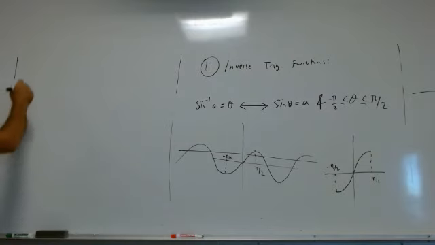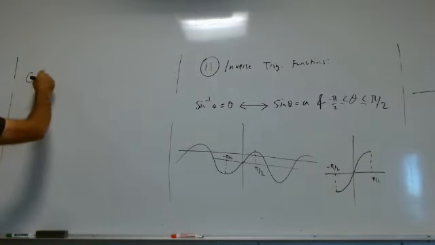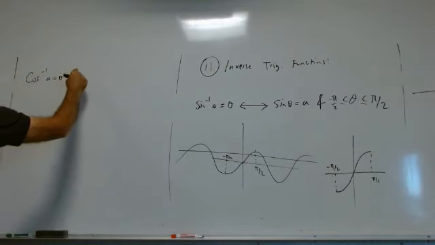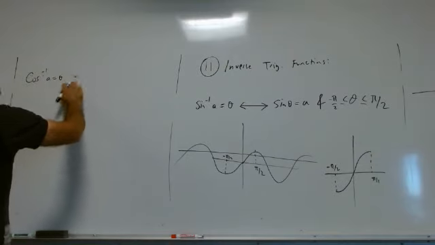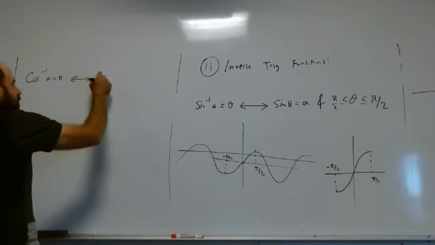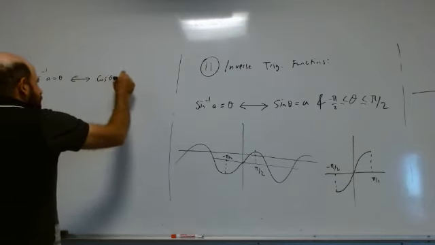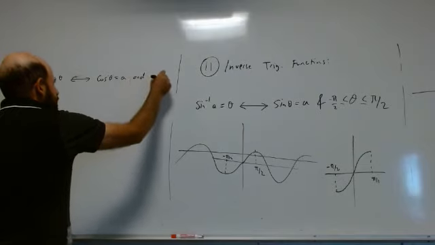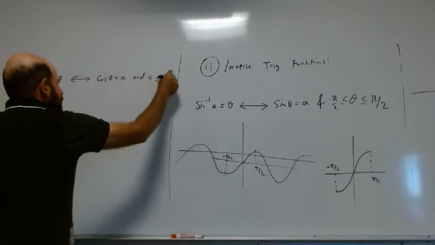And similarly for cos inverse A equals theta means, I can write this way, it's equivalent with, or I can say, cos theta equals A, and theta this time between 0 and pi.